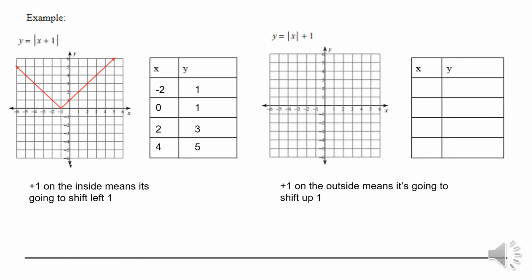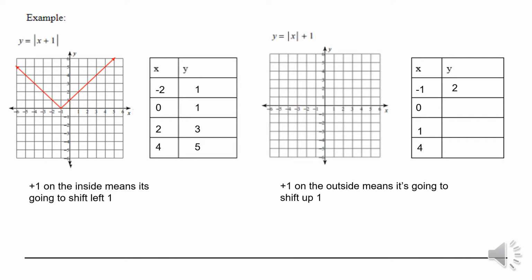On the right example, our +1 is on the outside, which means it's going to go up 1. But let's confirm by plugging in a couple values. These are arbitrary numbers. You can plug in whatever you want. I usually try and do a couple negative, 0, and a couple positive.